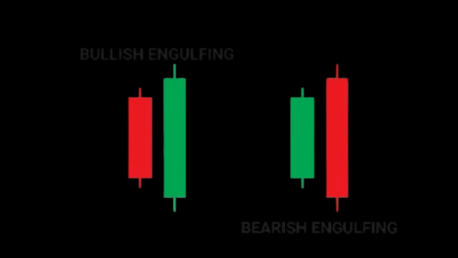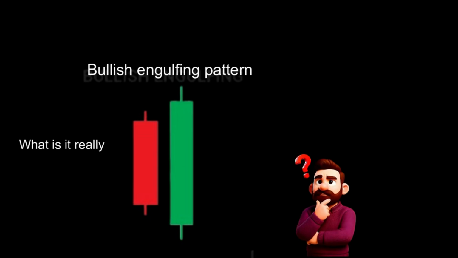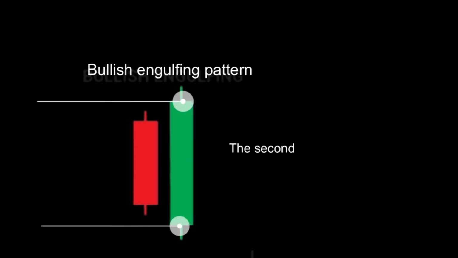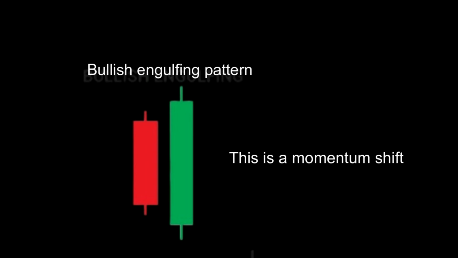Section 3. Engulfing patterns, real momentum shift. Bullish engulfing pattern. What is it really? It's when buyers completely overpower the previous candle. The second candle's body fully engulfs the first. This is a momentum shift.